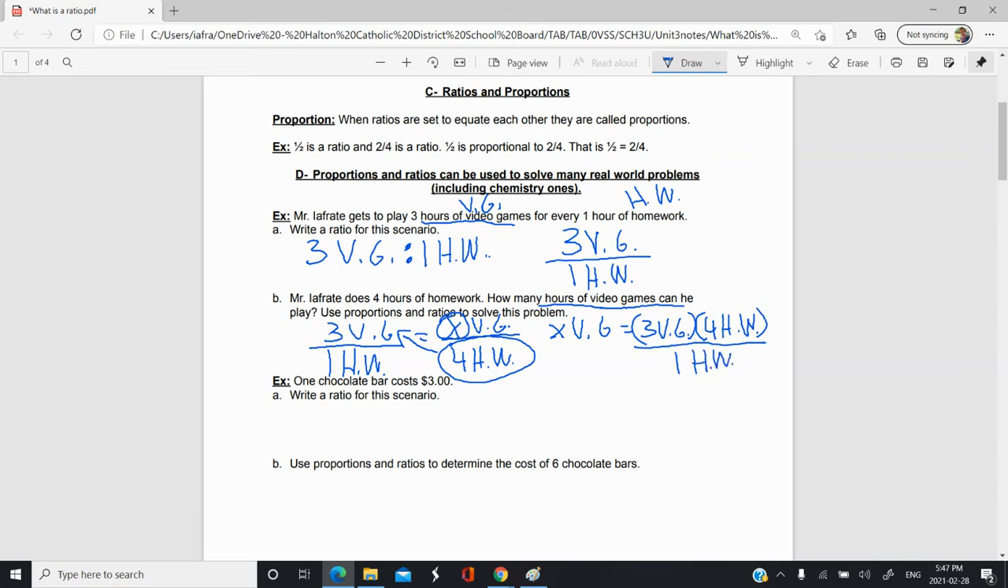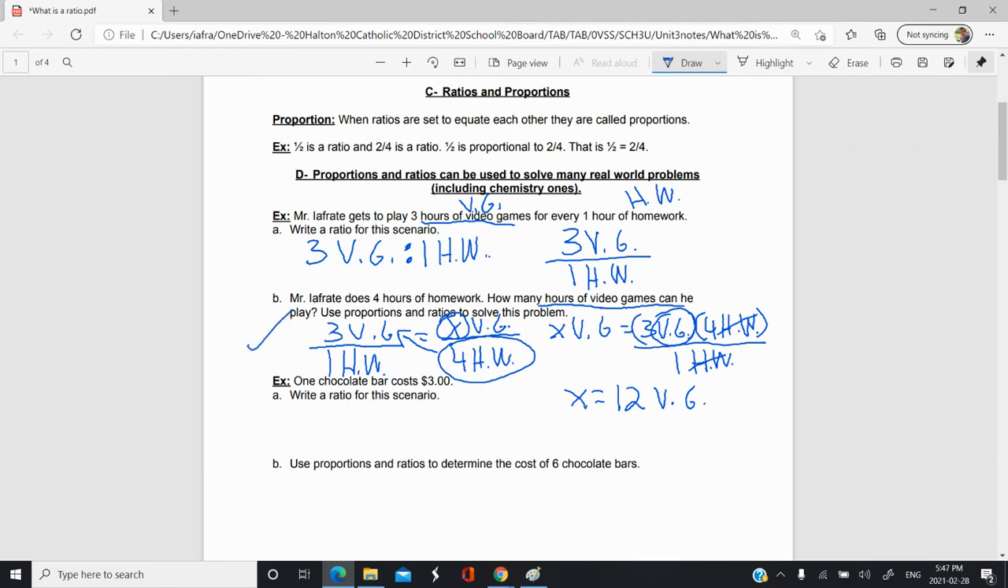Now notice we can do some unit calculation as we learned in the unit lesson. Homework over homework cancels out, and what we're left with is VG. So the X value is equal to 3 times 4, 12 video game hours. So you could have probably done that in your head. If I get 3 hours for every homework hour, you would have just done, well, 4 hours times 3 is 12. But this just goes to show you with more complex concepts, you can simply set up a ratio of proportions like this.